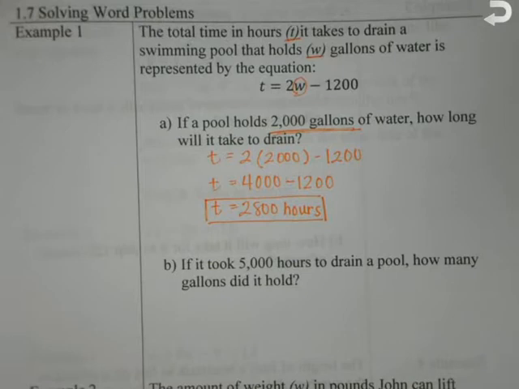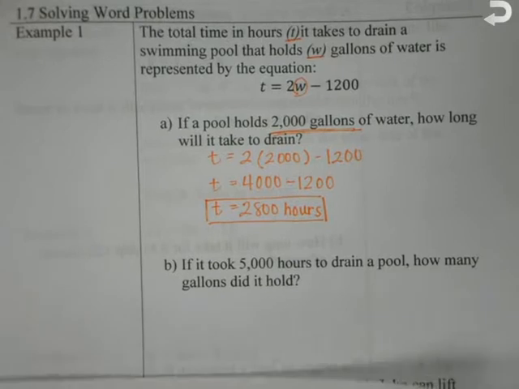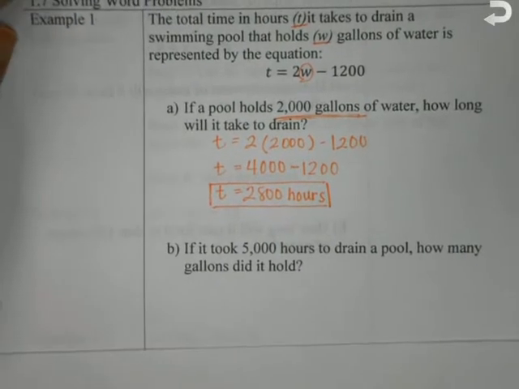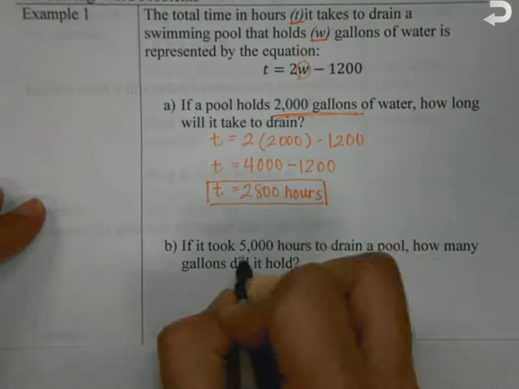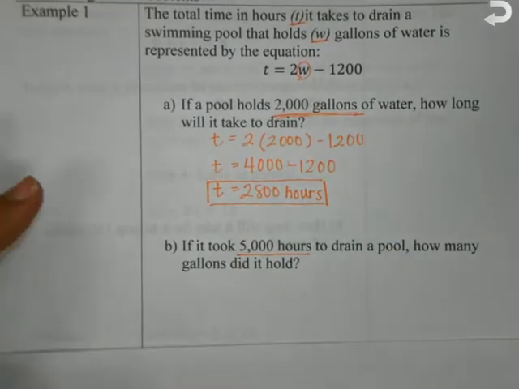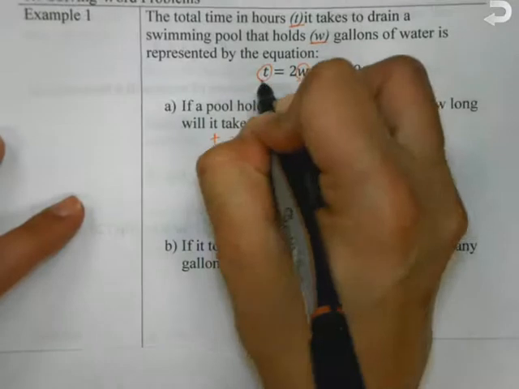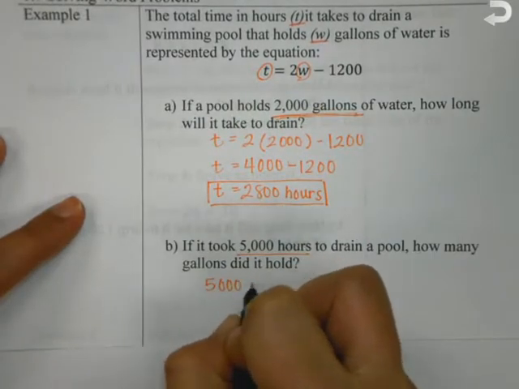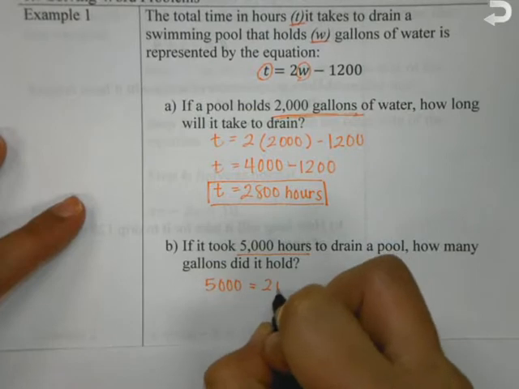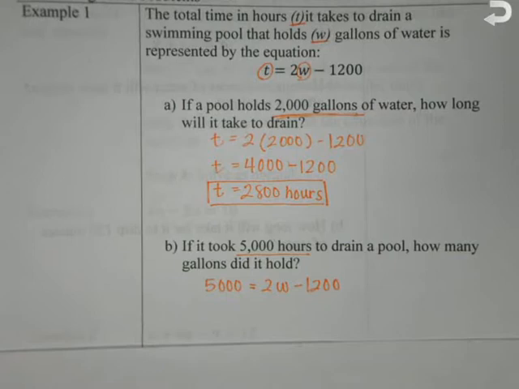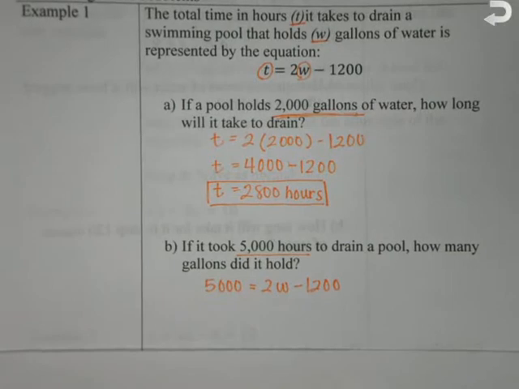Part B says, if it took 5,000 hours to drain a pool, how many gallons did the pool hold? So we have 5,000 hours now. Is that T or W? That's T. So we're going to plug that in for T here. So 5,000 equals 2W minus 1,200. So we are using the exact same equation. We just have something new to plug in.